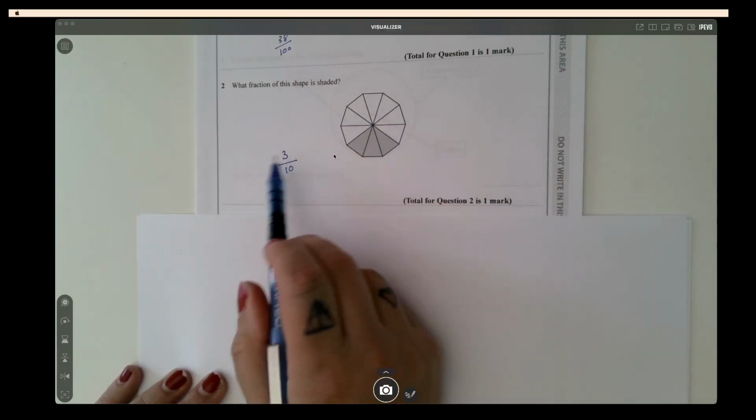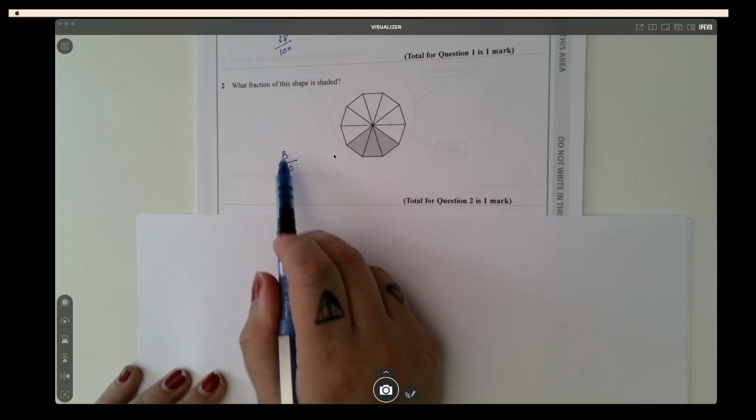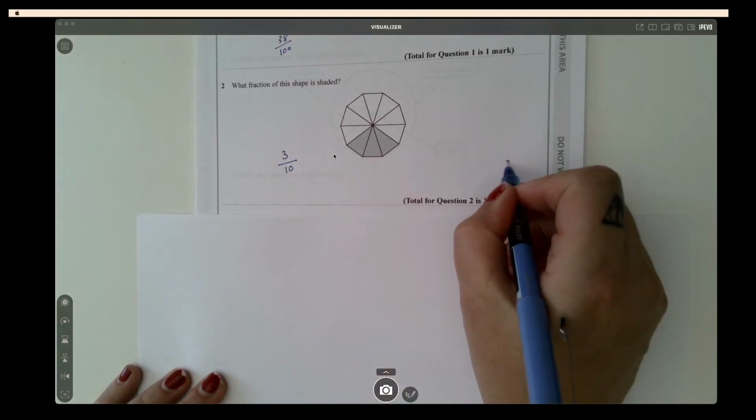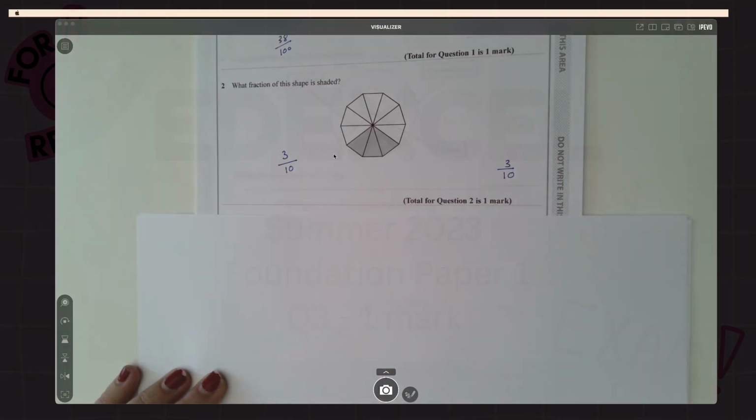I wrote it here to start off with just in case I needed space to simplify, but 3 over 10 is as simple as it's going to get. So I'm just going to write 3 over 10 on the answer line.